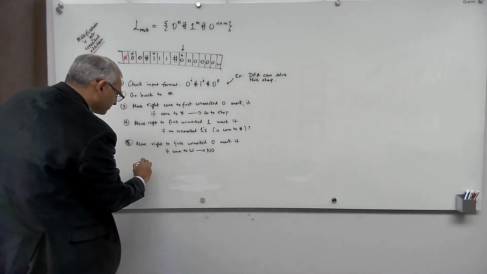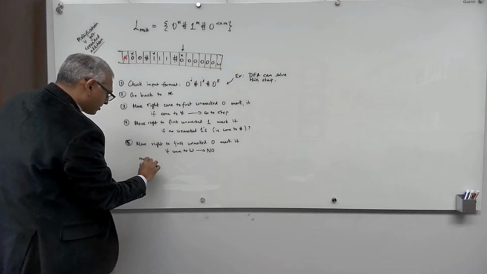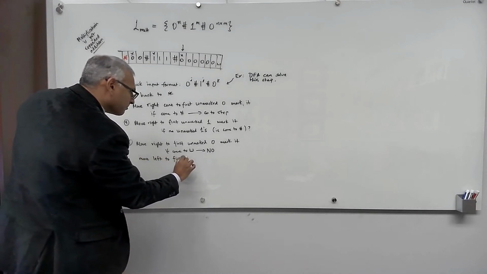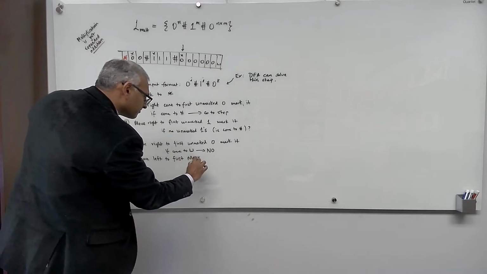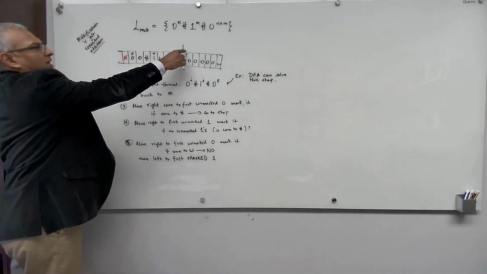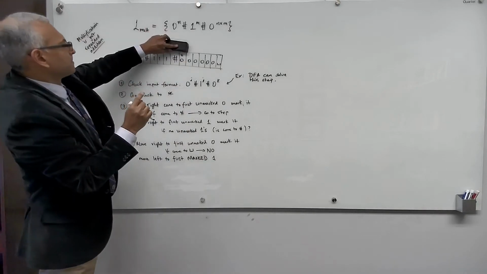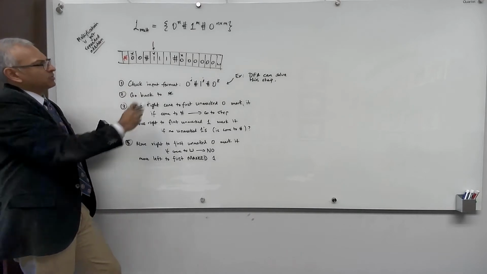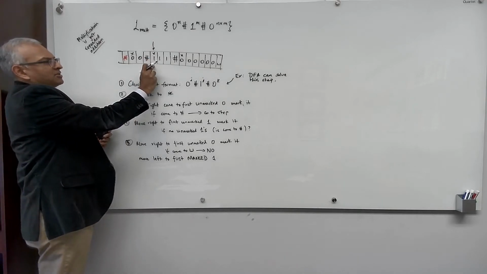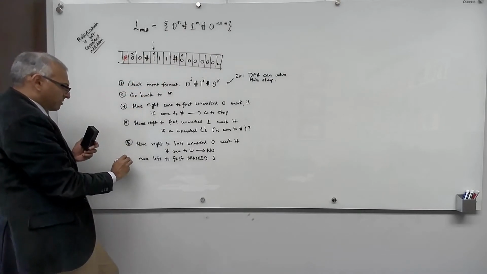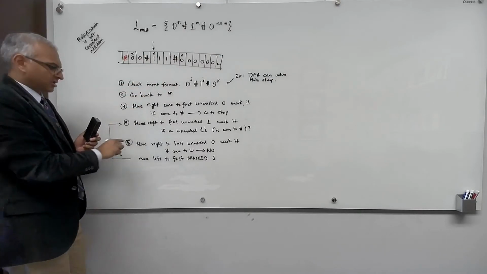Move left to first marked 1. So move left to the first marked 1. Okay? And you'll see why we do that. Because now we've matched this one to this 0, so we move left to that 1, and we can actually go back to step 4. So think of this as a loop.